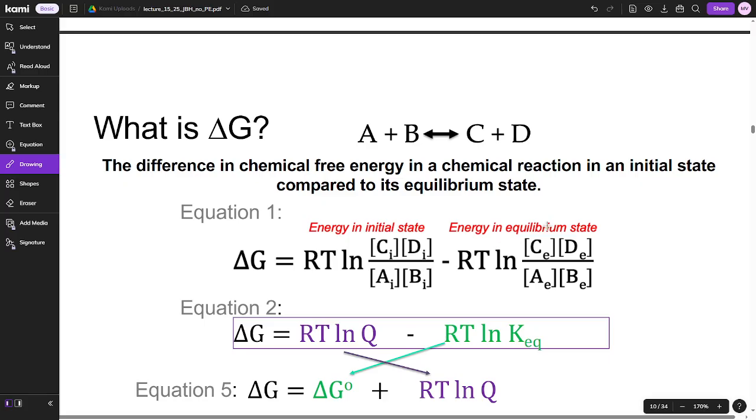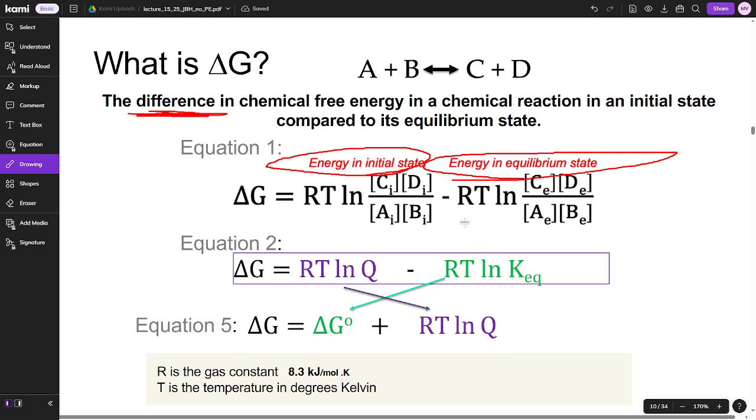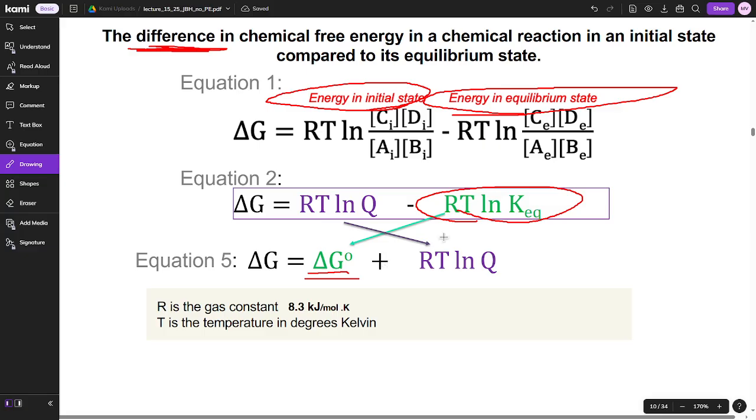Here we're going to take the difference, like I said. So what is the difference between these two states? How far away are we from equilibrium compared to our initial state? Is our initial state very far from equilibrium? Is it close to equilibrium? Basically, we're going to take this RT ln KEQ as our delta G naught. This is where we want to be, where our equilibrium is. And this RT ln Q is where we're at right now. So we're taking the difference between where we want to be and where we're at.